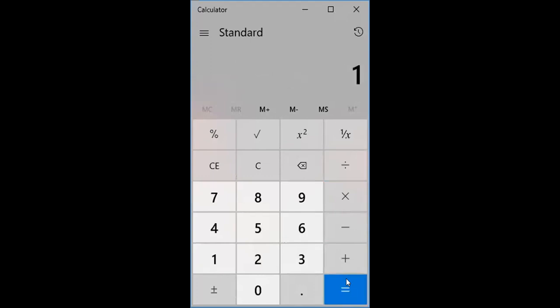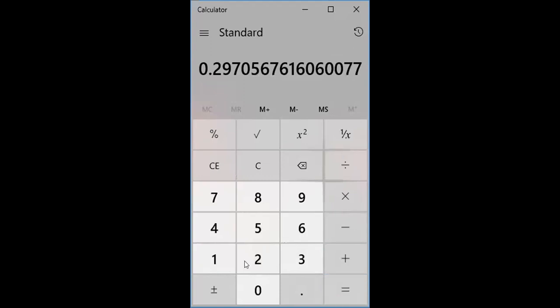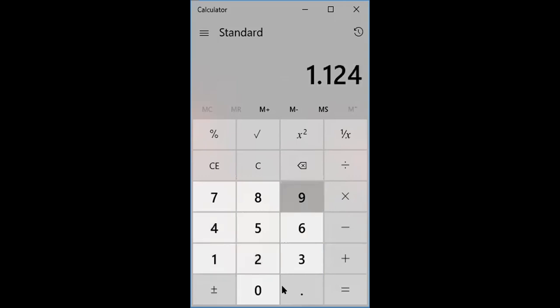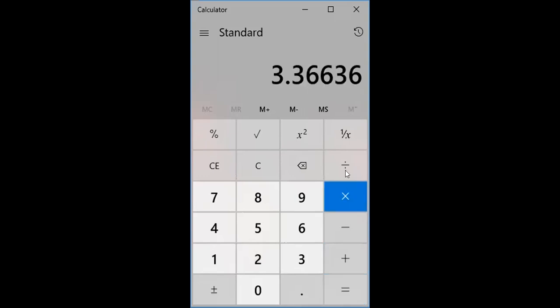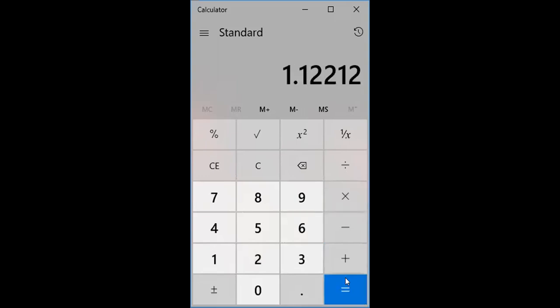I think I made a mistake. Let me start all over again: 1.12490 plus 1.12029 plus 1.12117. Now divide this sum by 3. So our daily pivot is 1.1221. We're just working with 4 decimal places, right?